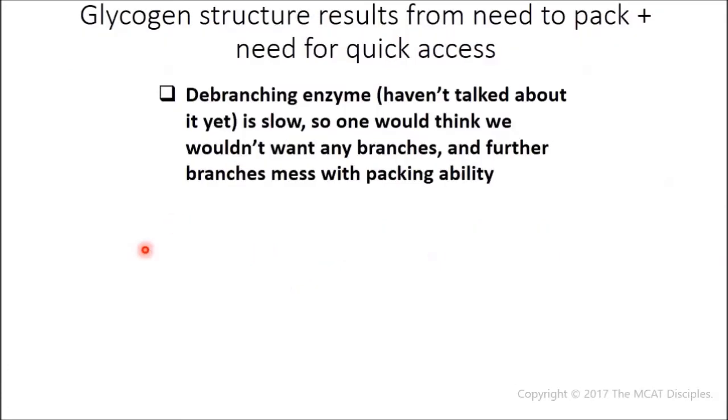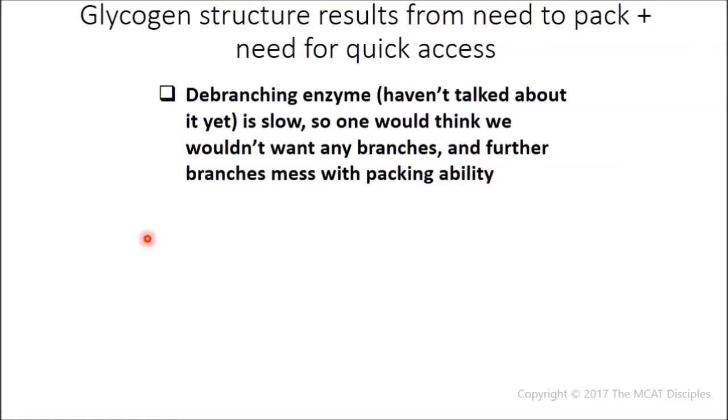There it is. Alright, glycogen structure results from the need to pack plus the need for quick access. The debranching enzyme, which we haven't talked about, we just talked about branching enzyme, by the way. I mentioned debranching enzyme because it's important to talk about structure. So debranching enzyme is slow. It's much slower than glycogen phosphorylase, which is the breakdown enzyme. But we haven't talked about that yet either.